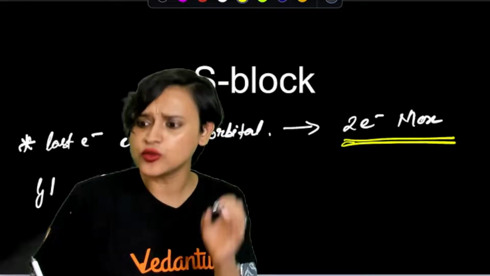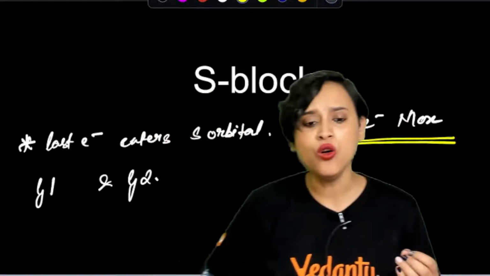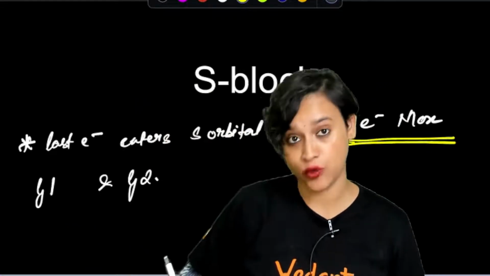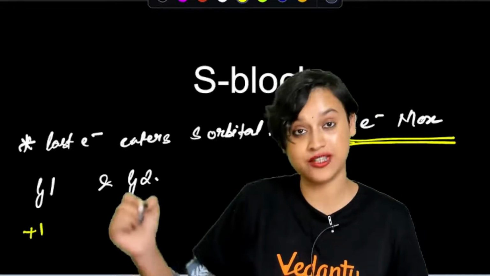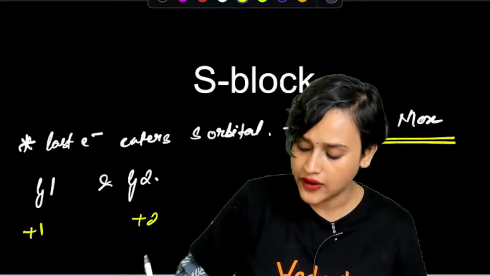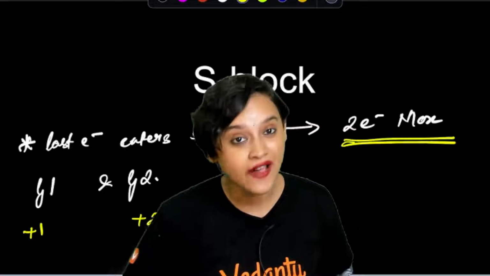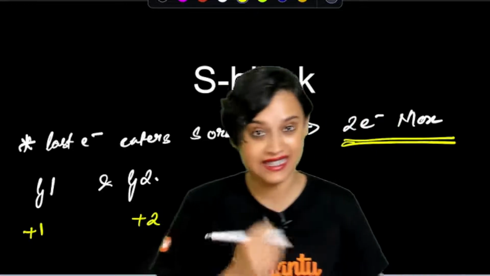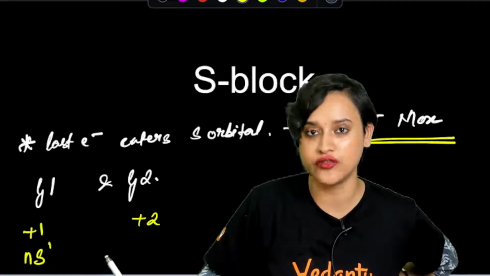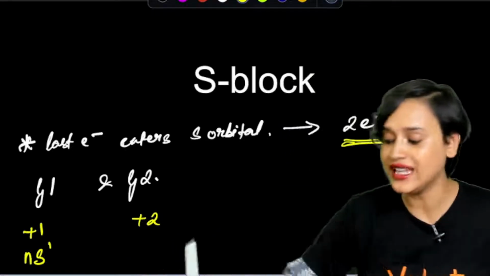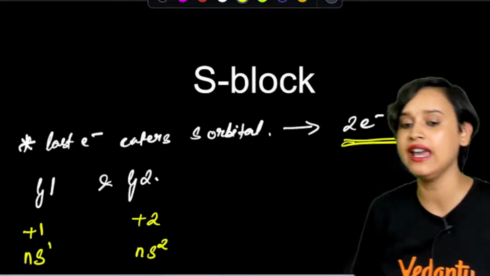So that means you can easily say that group 1 will probably have a maximum valency of +1, and group 2 will have a maximum valency of +2, and that exactly is the fact. Here you will see that the general electronic configuration of group 1 is ns1, whereas in group 2, the general electronic configuration would be ns2.